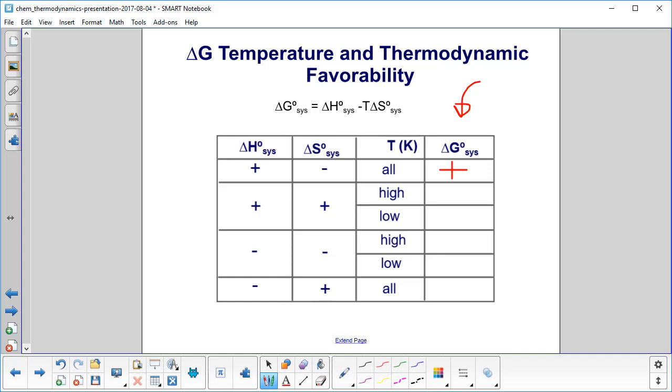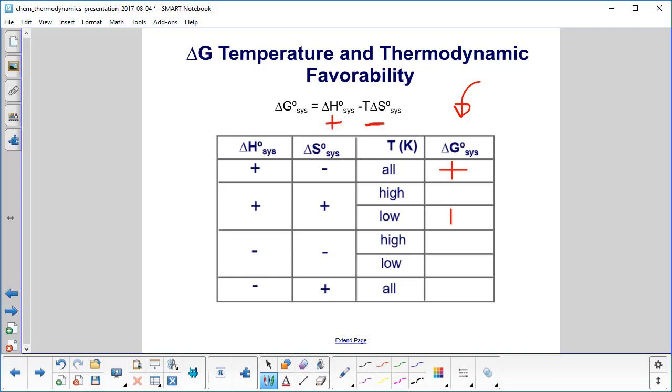Delta H is positive and delta S is positive. So this term is going to be negative. So what if T is really tiny? Then delta H, the positive, will overwhelm the negative, and delta G will be positive. So for small T, delta G is positive.